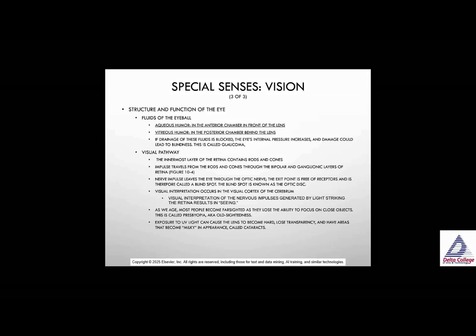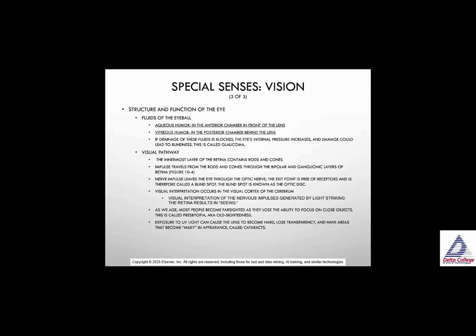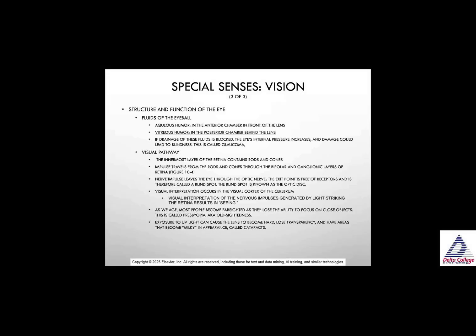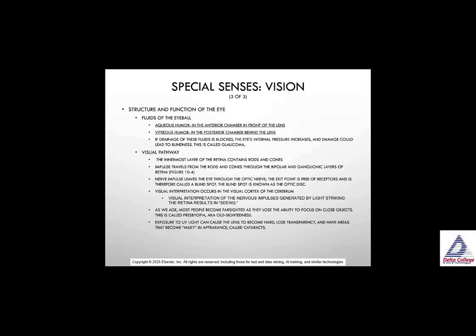Visual interpretation occurs in the visual cortex of the cerebrum, and the visual interpretation of the nervous impulses generated by light striking the retina results in what we call seeing. As we age, most people become farsighted as they lose the ability to focus on close objects. This is called presbyopia, or also known as old-sightedness. Now, exposure to UV light can cause the lens to become hard, lose its transparency, become cloudy, or milky in appearance, and we call these cataracts.